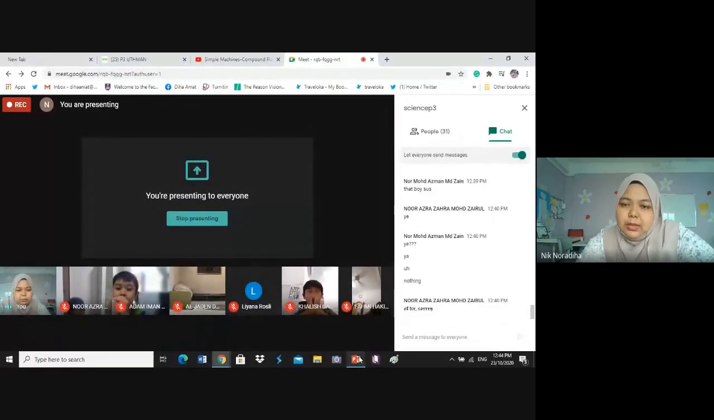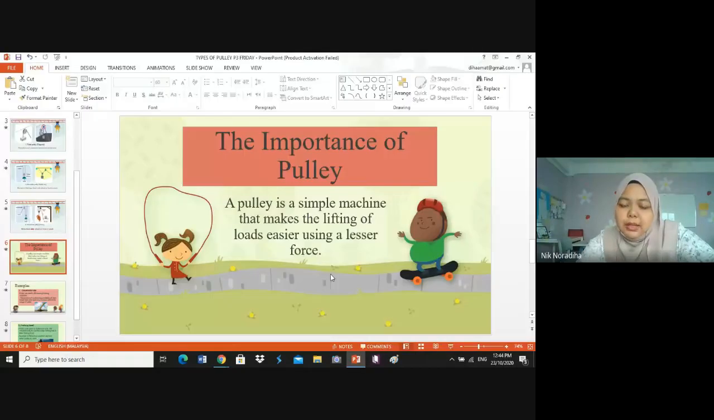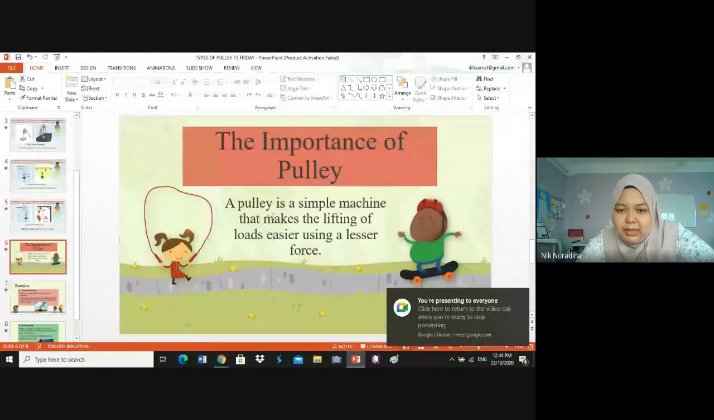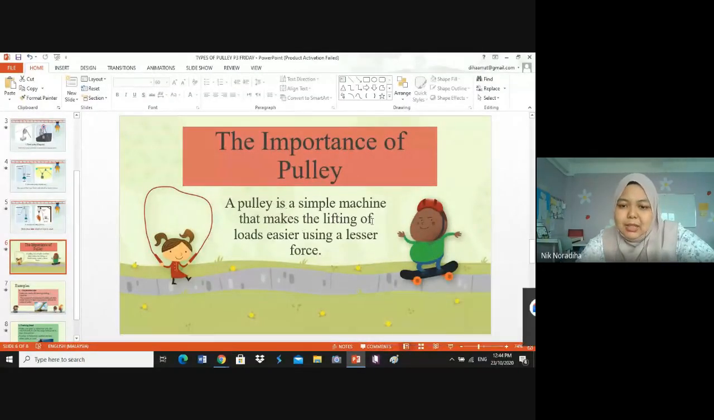So, the importance of pulley, okay? A pulley is a simple machine that makes lifting of loads easier. Teacher believes all of you already know about this one. By using a lesser force, with less force. It means when you want to lift something, if you have a pulley, you don't have to use more force. Okay, less force is required.